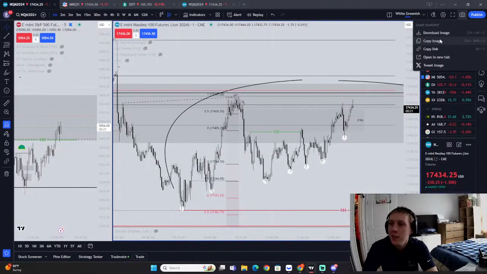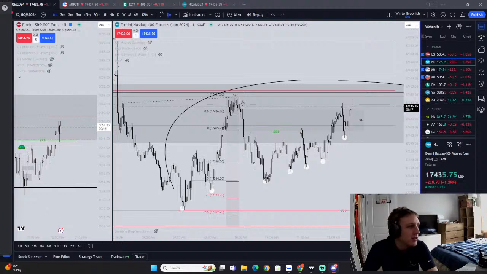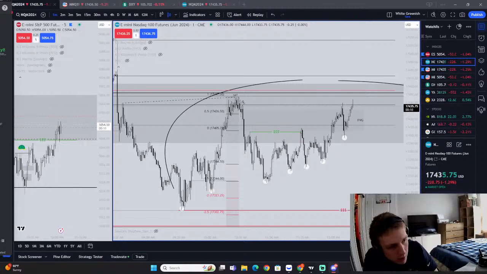Bro, trend support and resistance trendline traders probably feasting. Trendline traders.